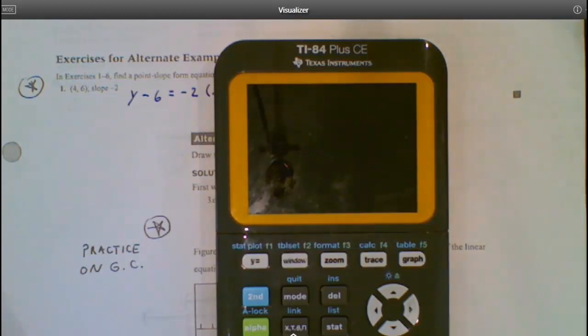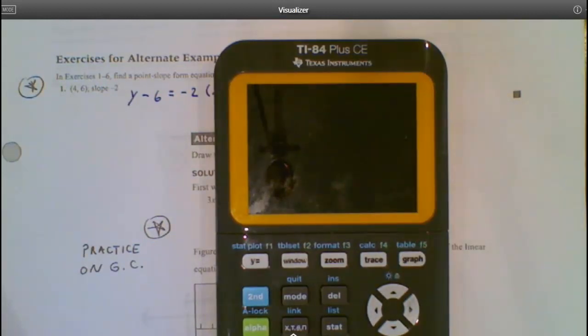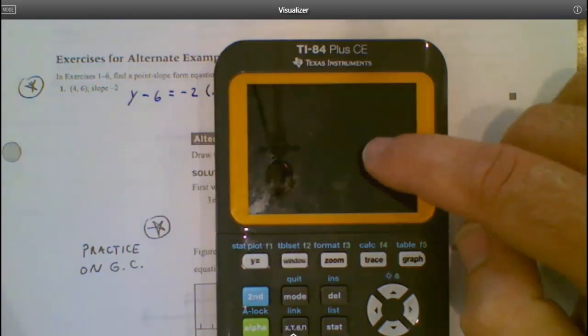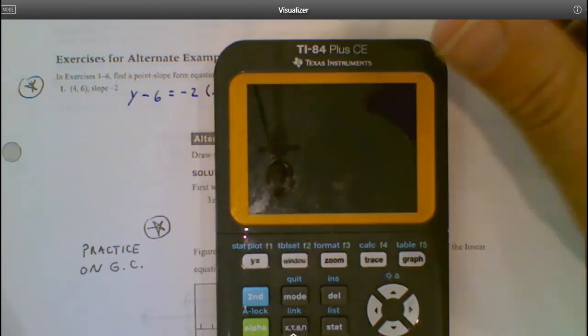If you have an Android device, you can download the app called Wabbit Emu. That's W-A-B-B-I-T-E-M-U. And you can actually put this on your Android device for free. Other option is to not use this type of calculator. You can always use an online program like Desmos or something like that if you don't want to use the graphing calculator, but this is what I'll be teaching from.